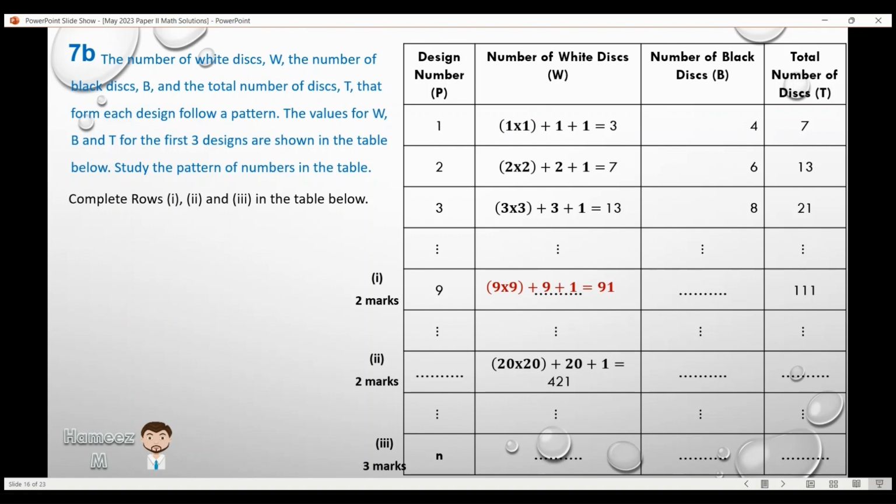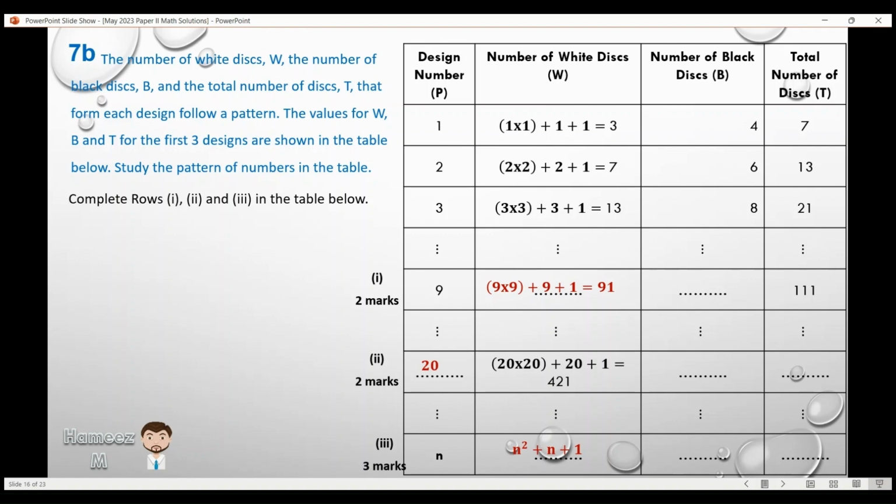And similarly, we had 20 by 20 plus 20 plus 1. 20 20s are 400, plus 20 is 420, plus 1, 421. So at the bottom, we have n by n, so that's n squared plus n plus 1. And now, if we notice that in order to identify the design number, it will be the first number coming down. So in part 2, we have 20 by 20. As such, that is telling us that our design number is 20.